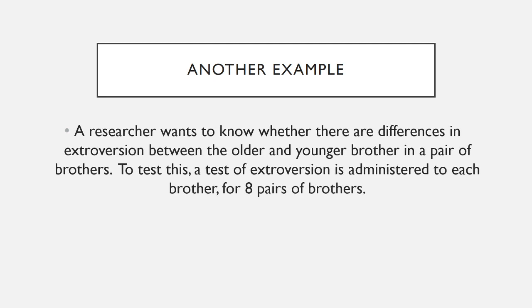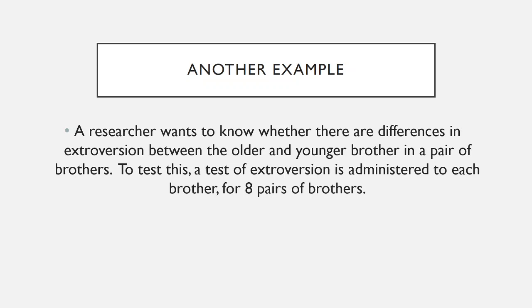Okay, here's another example of your matched subjects design. So it's going to be slightly different than the repeated measures one we just saw. In this case, there's going to be a meaningful pairing of the scores that comes not from each individual being assessed multiple times, but another meaningful pairing of values. So this would be, for example, a sibling study. So let's say a researcher wants to know whether there are differences in extroversion between the older and younger brother in a pair of brothers. To test this, a test of extroversion is administered to each brother for 8 pairs of brothers.